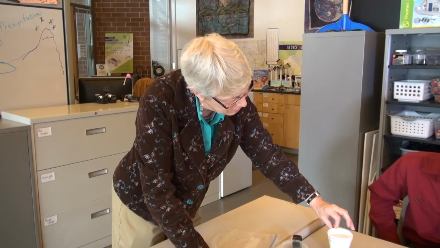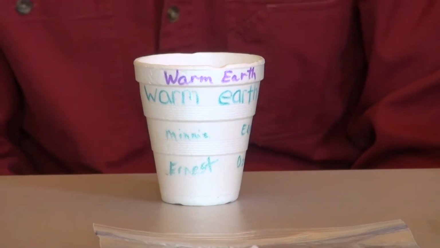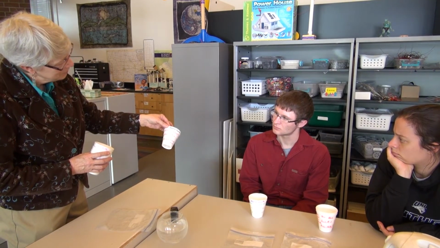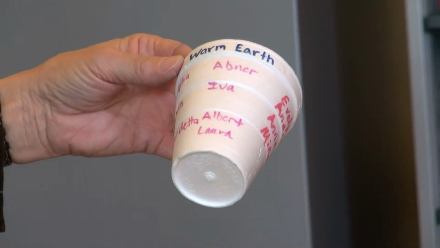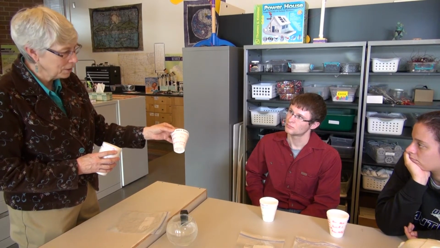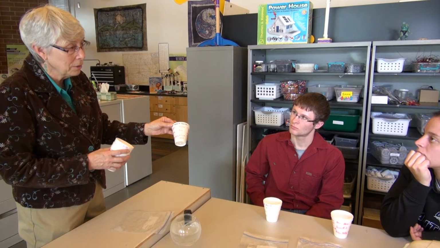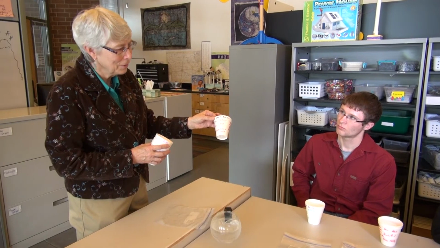Now, on your cups, let's take a look at your cups, because you've got some names on your cups. On your warm earth cups, I'm going to just kind of read off some of these names. Delpha, Elvin, Burdetta, Albert, Abner. Kind of old-fashioned sounding names, aren't they? That's because I asked the people who did this activity to write down the names of their grandparents. The warm earth represents the earth that your grandparents, your great-grandparents grew up in. It was kind of a vacation kind of earth.